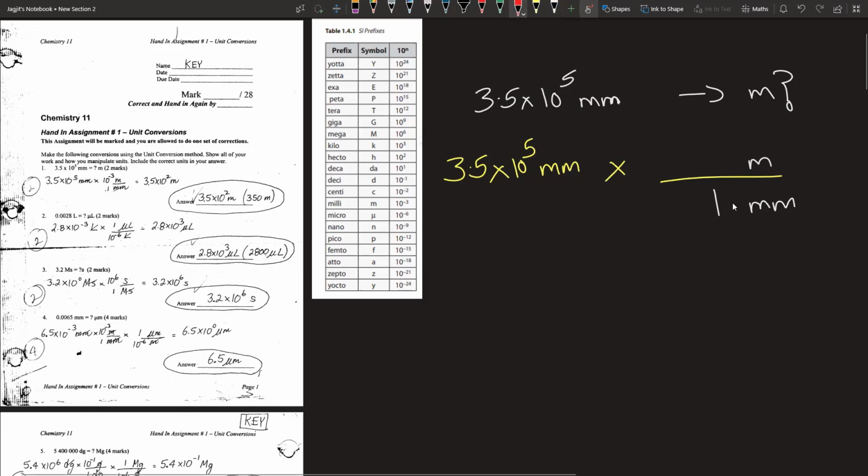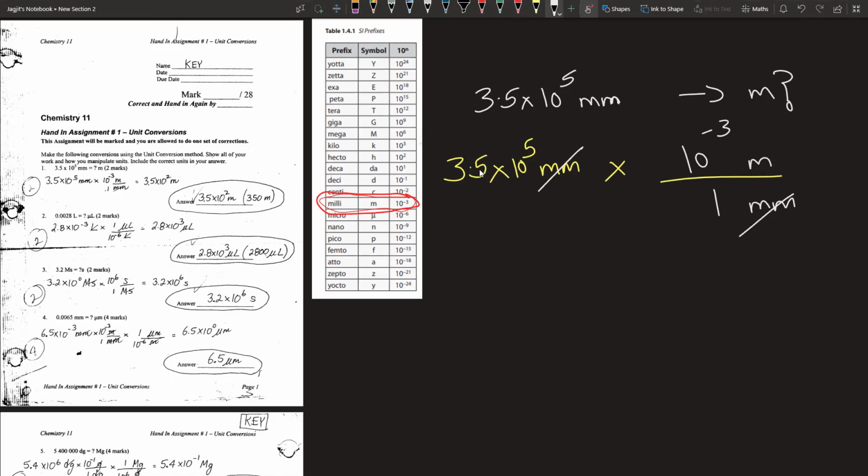This is millimeters, so we're going to look for milli. Guys, look over here, this is your milli. What's the power of milli, guys? It's 10 to the power minus 3, right here. What this means is that 1 millimeter is equal to 10 to the power minus 3 meters. And the rest is easy, guys. Millimeter, millimeter cancels, and you're going to have your answer in meters.